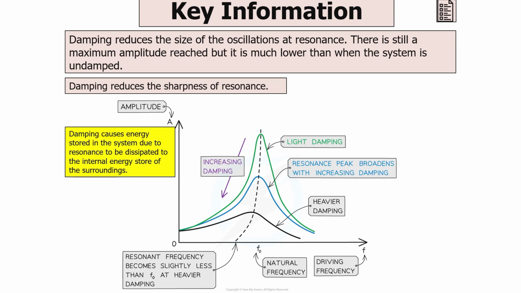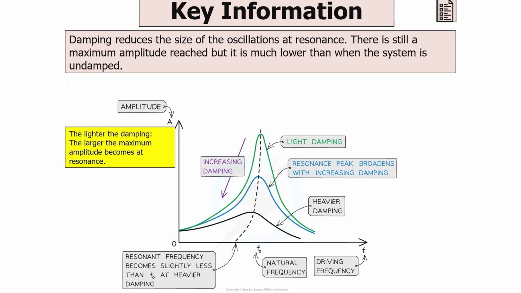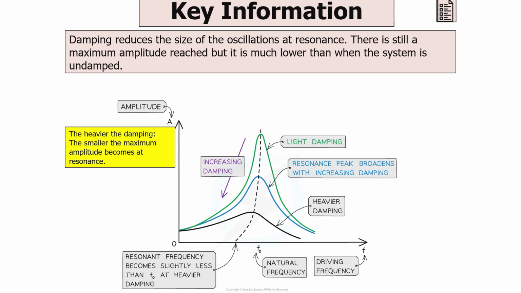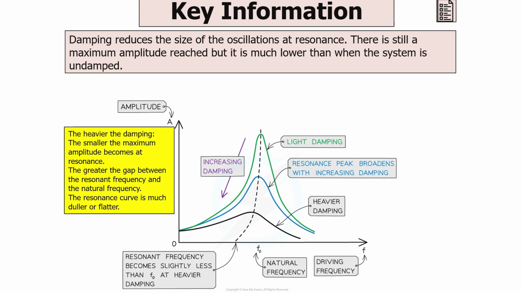Now, damping causes energy stored in the system due to resonance to be dissipated to the internal energy store of the surroundings. So the lighter the damping, the larger the maximum amplitude becomes at resonance, and the closer the resonance frequency is to the natural frequency of the system. And when the damping is lighter, the resonance curve is much sharper. But the heavier the damping, the smaller the maximum amplitude becomes at resonance, the greater the gap between the resonant frequency and the natural frequency, and the resonance curve is much duller or flatter.